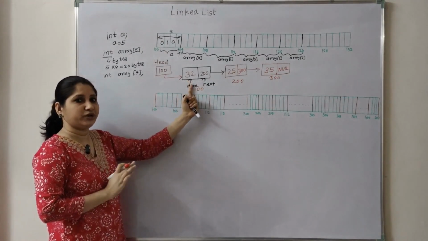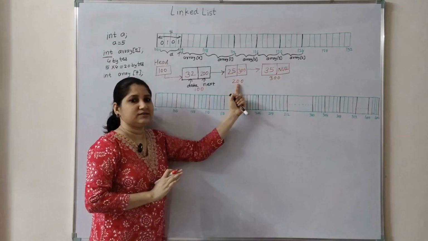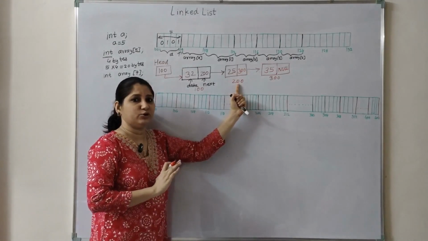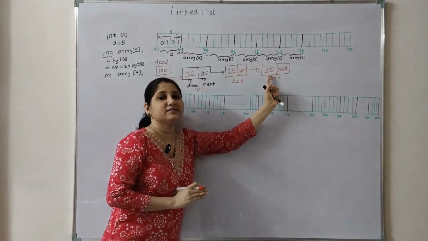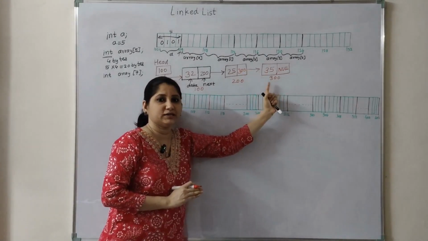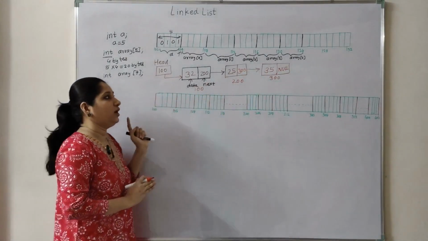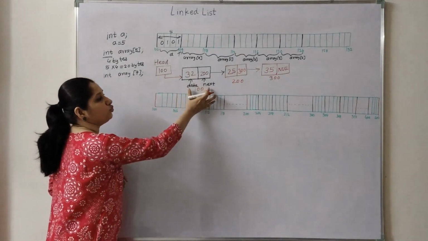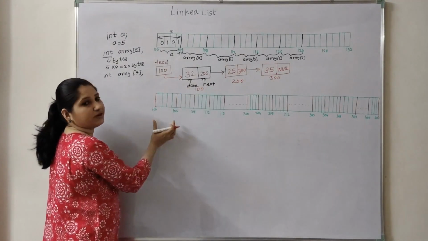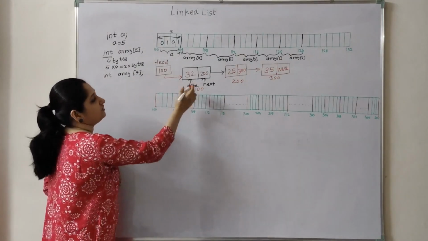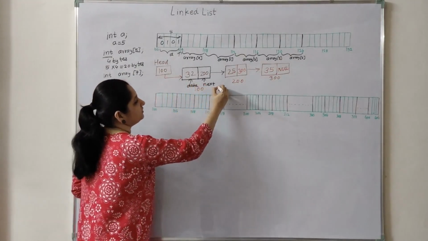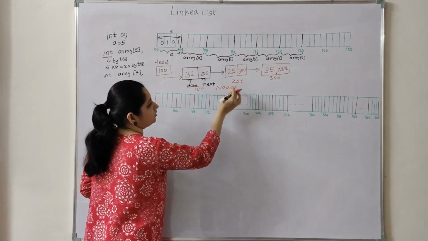So this is our first node, which is stored at memory location 100. This is our second node, which is stored at memory location 200. And this is the third node, which is stored at memory location 300. Now you can see how the nodes will be stored in our memory location. So this is our node. So all these are the nodes.